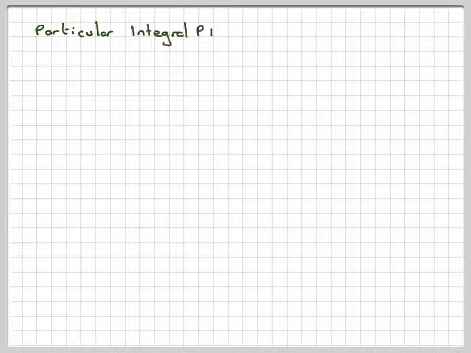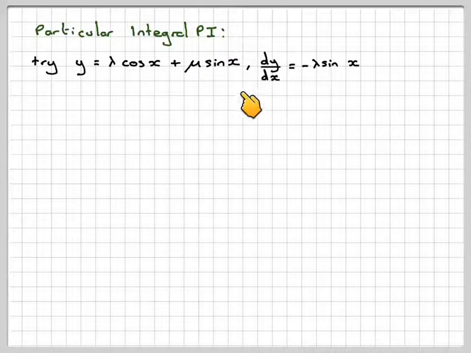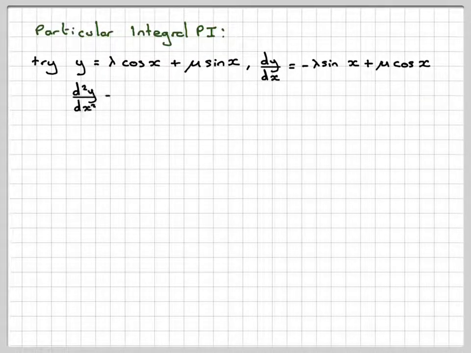For the particular integral, PI, we're going to try lambda cos x plus mu sine x, because our differential equation had cos x at the end of it. If we differentiate cos, we get minus sine, so we get minus lambda sine x plus mu cos x. If we differentiate again, we get minus lambda cos x. If we differentiate that, we're going to get minus mu sine x.